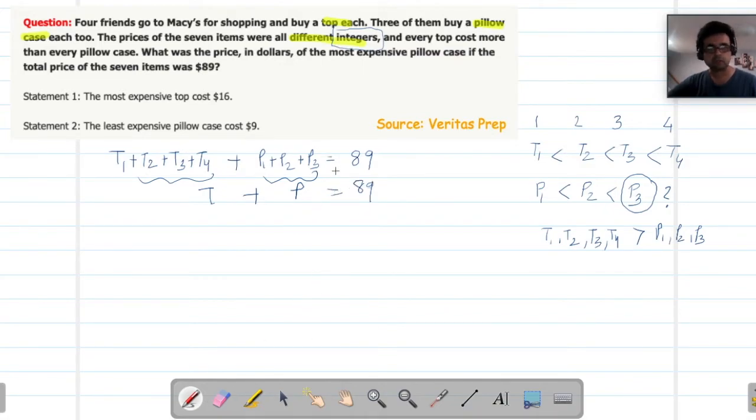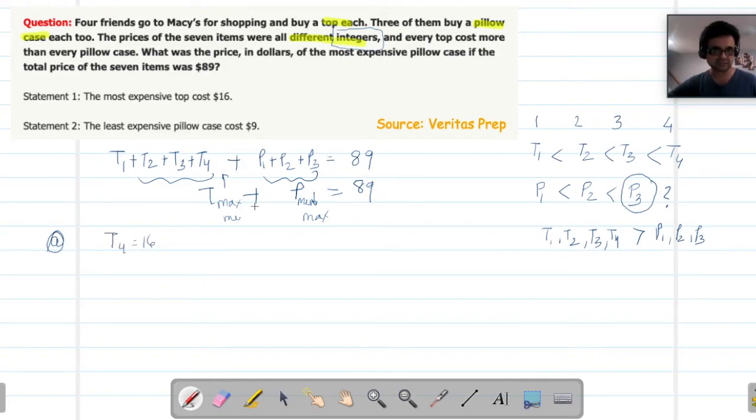Now, what do we know? We know that if we were to increase T, P will go less to keep the sum as 89, which means if we maximize T, it will be the minimum value of P. And if we minimize T, it will be the maximum value of P. So in statement 1, it says the most expensive cost is 16. So we are given this T4, right? We are given T4 equal to 16.